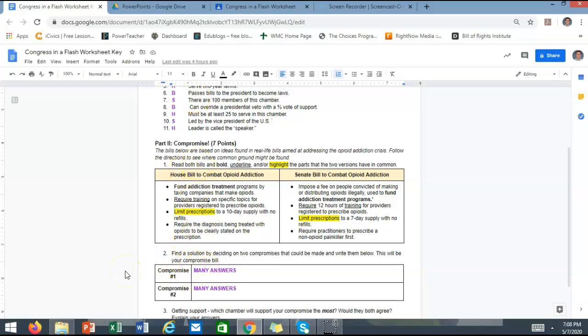But I'll make sure to post plenty of review materials for you guys next week, just to practice more with this, to make sure we fully understand what the legislative branch is all about.